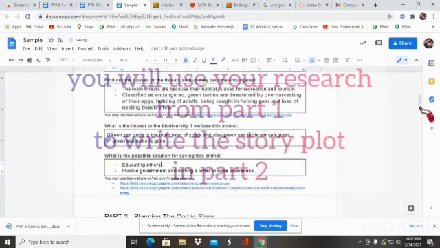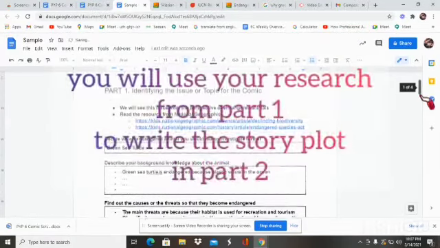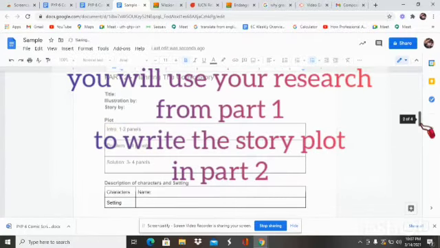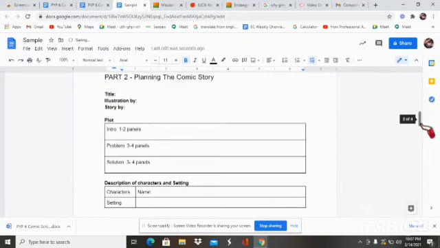If you have finished with part one, you will use this as a story for part two, because in part two, you start writing the story. If you know the cast, then you will be able to write the problem here in the problem part. If you know what is the character, then you can write the characters that you will use for your comic later. Okay, so basically that's the idea of part two.